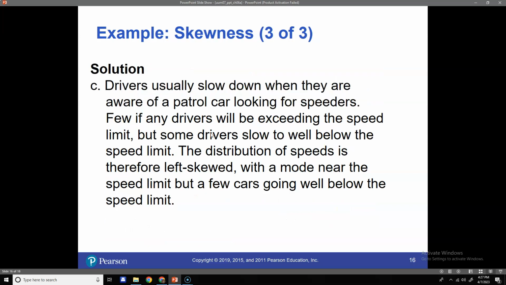And then drivers usually slow down, right? So the distribution of speeds is therefore left skewed, with a mode near the speed limit, but a few cars going well below the speed limit. Oh, so they're saying cars slow down too much. So maybe there's not high outliers either. Anyway, I kind of got B and C backwards. But I would just think most cars were driving slower, so if you had cars that were driving really fast in front of the police, maybe because they didn't notice, that would be the outlier.